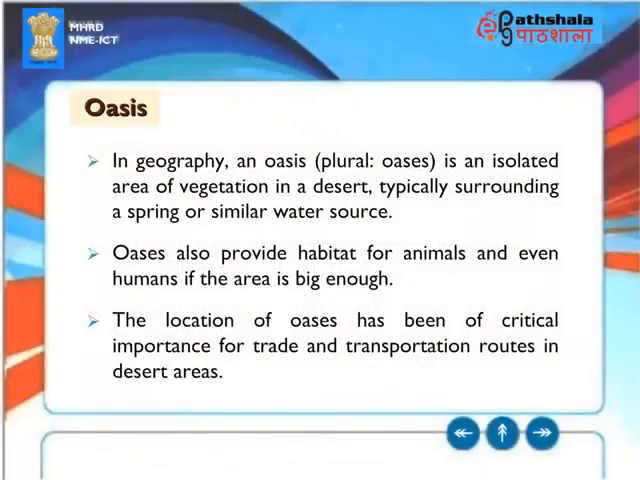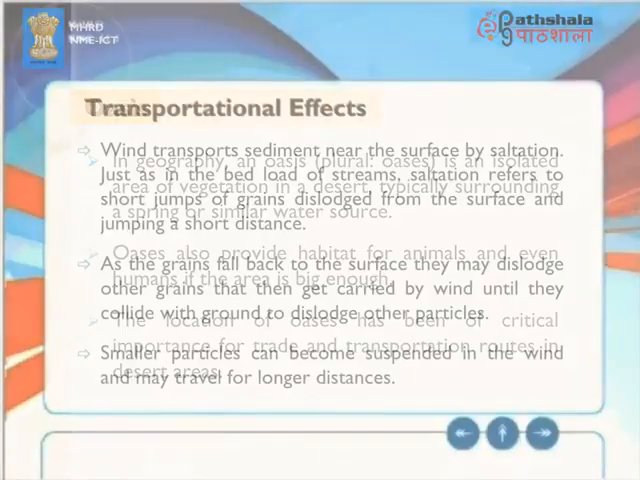Oasis. In geography, an oasis, plural oases, is an isolated area of vegetation in a desert, typically surrounding a spring or similar water source. Oases also provide habitat for animals and even humans if the area is big enough. The location of oases has been of critical importance for trade and transportation routes in desert areas.